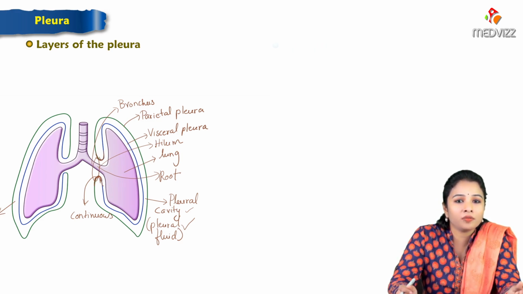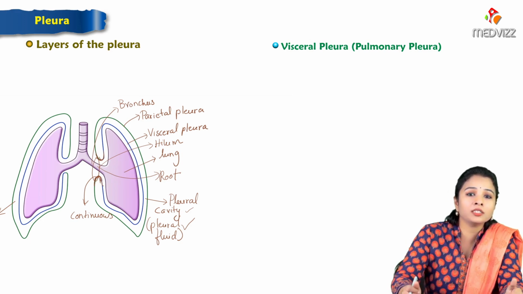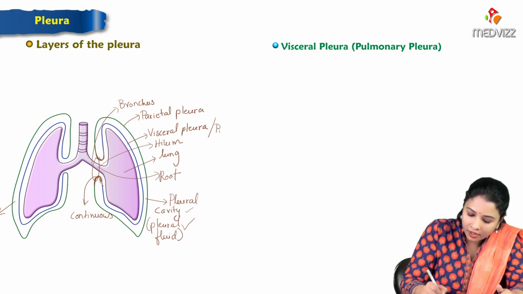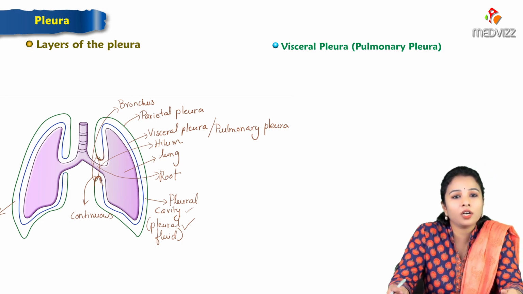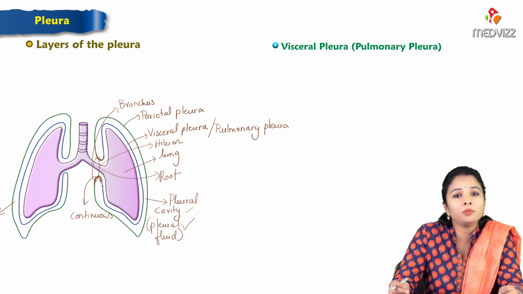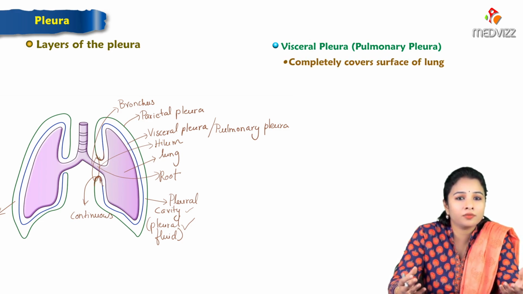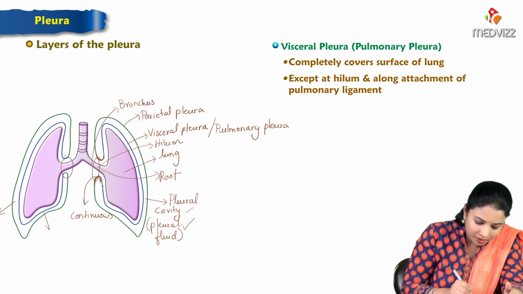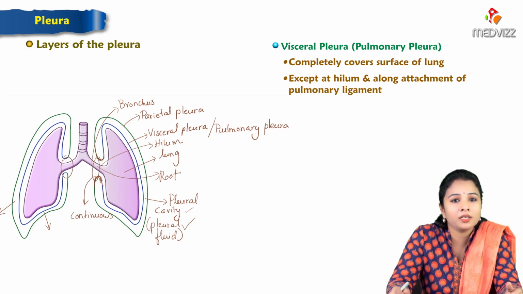So let's talk about the visceral pleura alone. Visceral pleura is along with the lungs. The other name for the visceral pleura is pulmonary pleura. The visceral pleura completely covers the lung's surface except at the hilum. So except at this part, the visceral pleura completely covers the lung. So it is called pulmonary pleura.